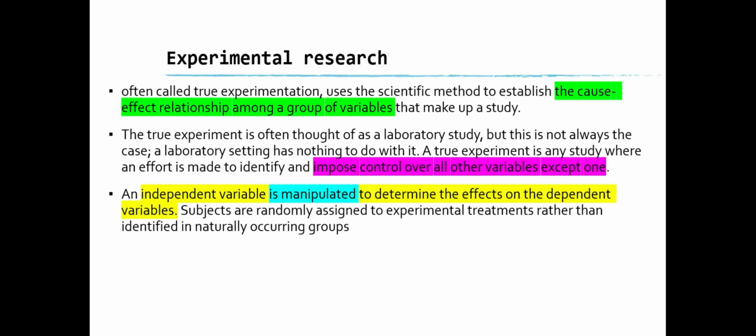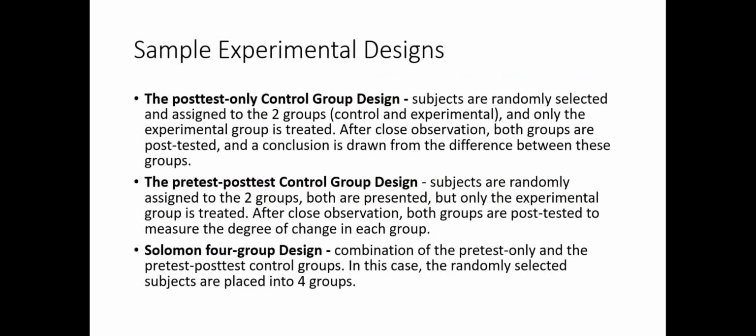Now, in experimental research, an independent variable is manipulated to determine the effects on the dependent variables. Subjects are randomly assigned to experimental treatments rather than identified in naturally occurring groups. So some examples are the following. First, the post-test only control group design. So the subjects are randomly selected and assigned to the two groups. So take note, there are two groups, the control and the experimental group.